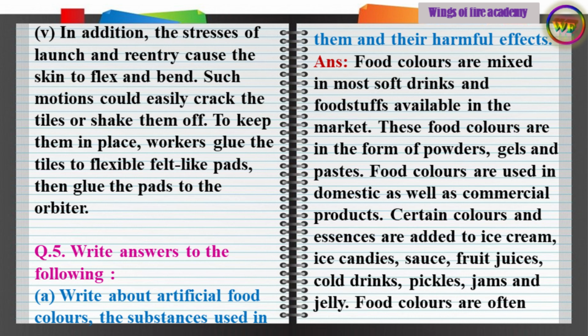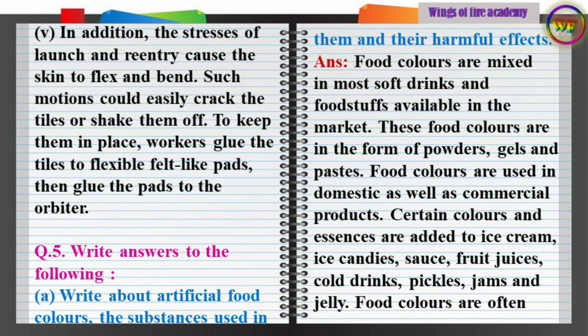5. In addition, the stresses of launch and re-entry cause the skin to flex and bend. Such motions could easily crack the tiles or shake them off. To keep them in place, workers glue the tiles to flexible felt-like pads, then glue the pads to the orbiter.